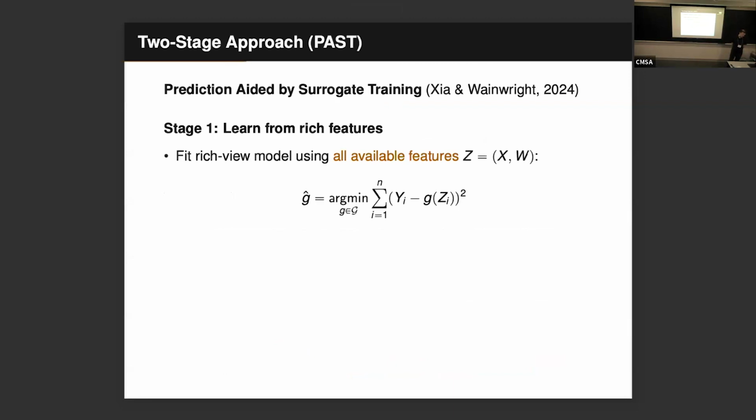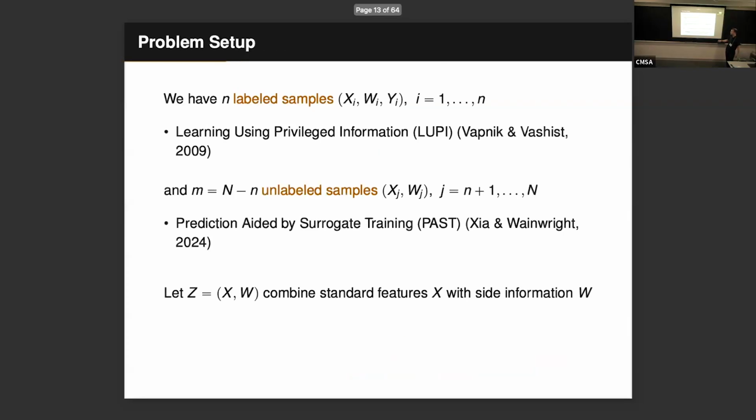Their approach, they called it prediction aided by surrogate training. So they used yet another set of terminology. They called these W's surrogate variables. So there's privileged information, surrogate variables. I'm calling it side information. They're really all one and the same thing.